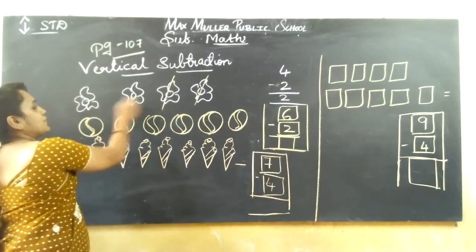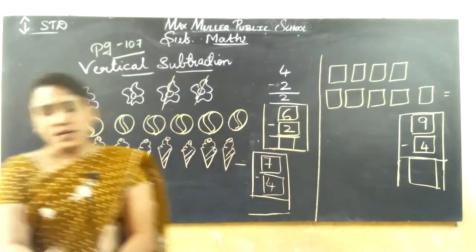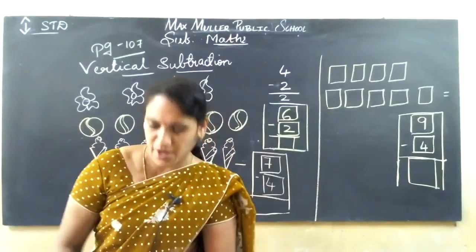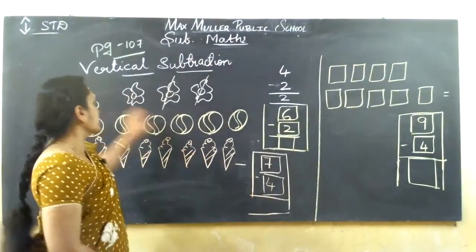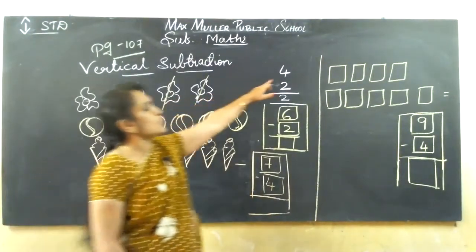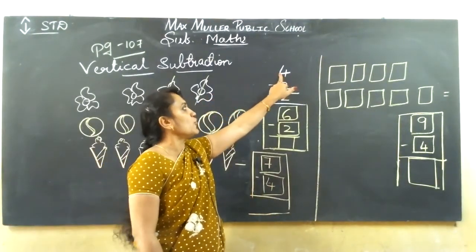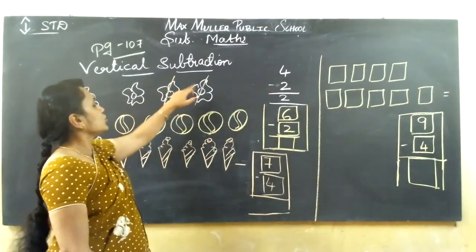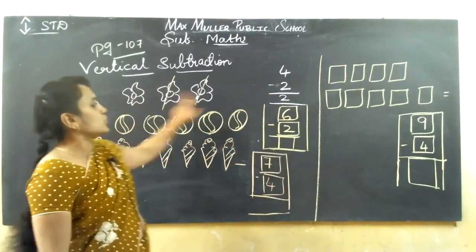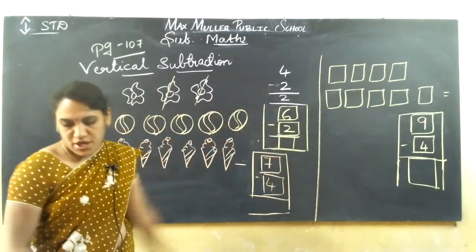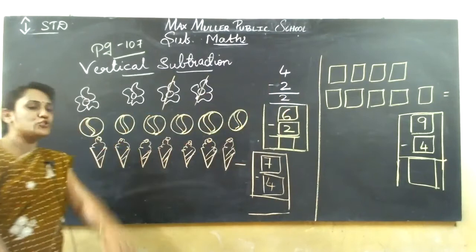Next, first sum. How many flowers are given in your book? See, this page I am doing. Have you opened? Yes. Same page. See, in the first sum, how many flowers are given? 4 flowers. 1, 2, 3, 4 flowers. So, in the first box, write 4. How many have they cut? 2. So, in the second box also write 2. How many balance? 1, 2. That only they have written here. First sum finished. Second, third, fourth sum you should do.